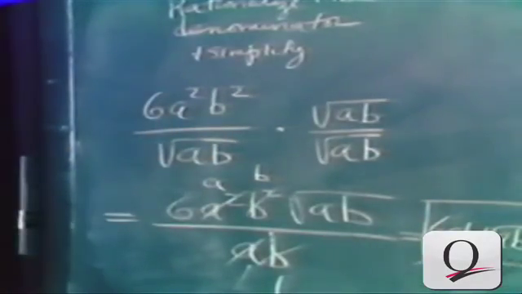Final answer of 6ab times the square root of ab. And that brings us to the end of this tape.